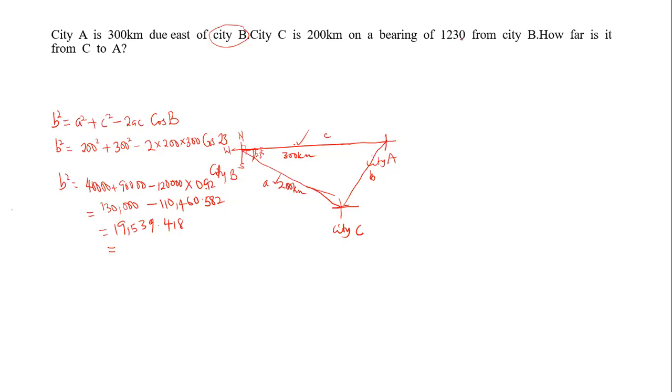So the square root of 19,539.418. The answer is 139.78 kilometers. So approximately that is 140 kilometers.